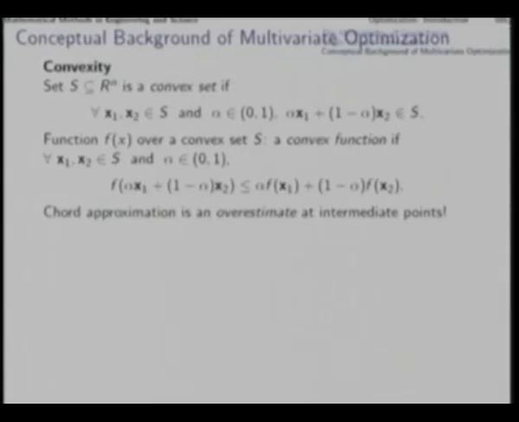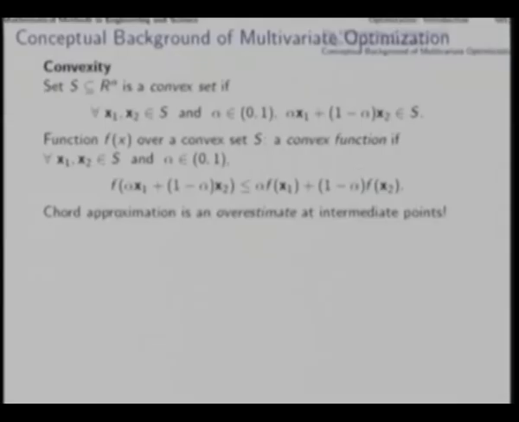Now, over a convex set, over a convex domain, you can define a function f(x), which will be a convex function if for every 2 points belonging to that region and alpha again between 0 and 1, the function value at an internal point in that line segment is less than or equal to the corresponding linear interpolation between the function values at the end points.